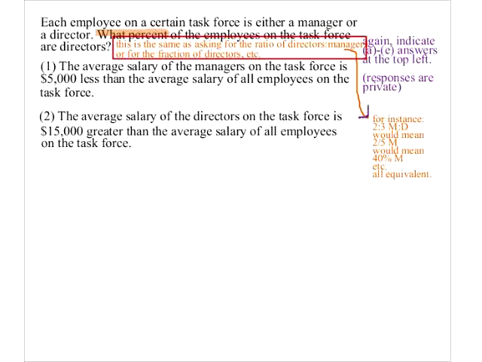So let's look at statement 1 here. Statement 1, here's a number line. Statement 1 is like this. Okay. Here's our managers. Here's our directors. This is not to scale, because I'm going to use the same diagram for all of these. So the average salary of the directors is 15.